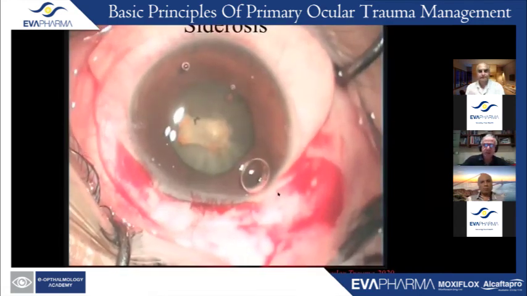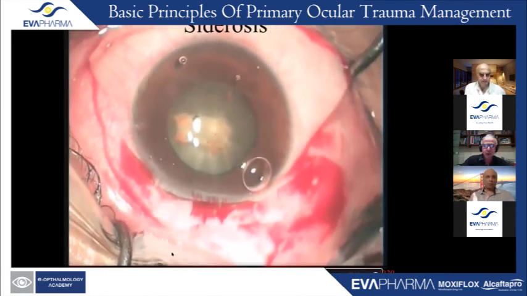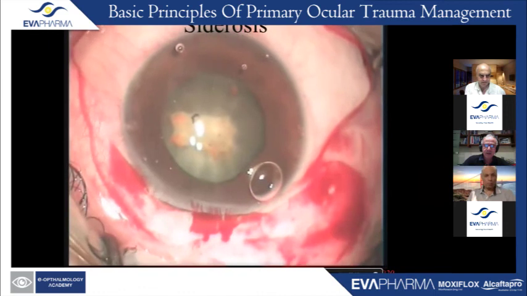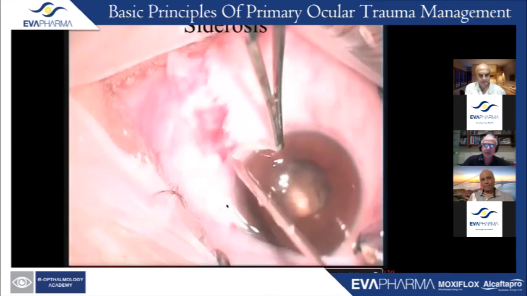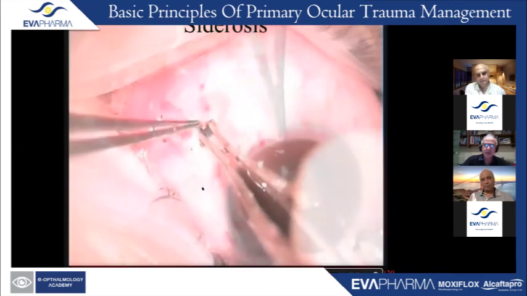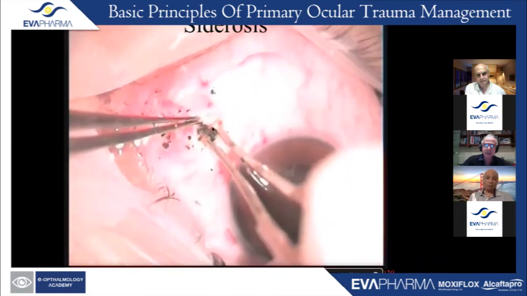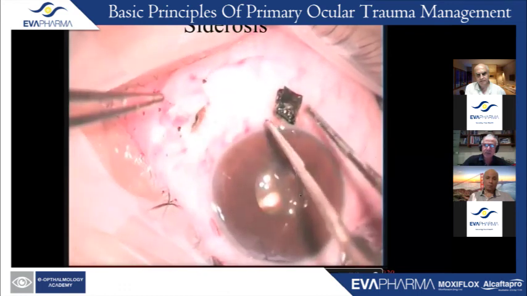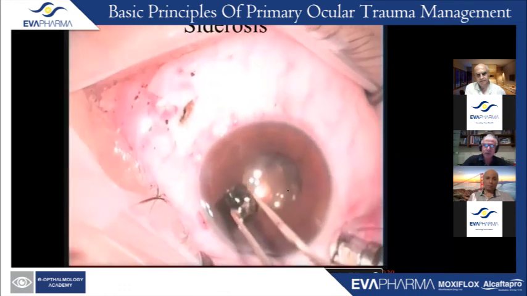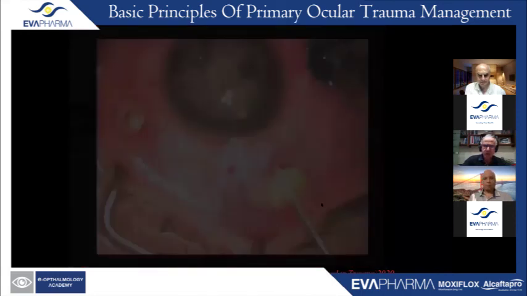Another siderosis. This is a siderotic eye, a typical siderosis. I'll just show you where the intraocular foreign body lies, a typical siderotic patient, and we actually did not find the foreign body. We found the foreign body in the subretinal space, and this particular patient had the intraocular foreign body in the eye for maybe 2 years. This patient recovered 0.1 vision with time.